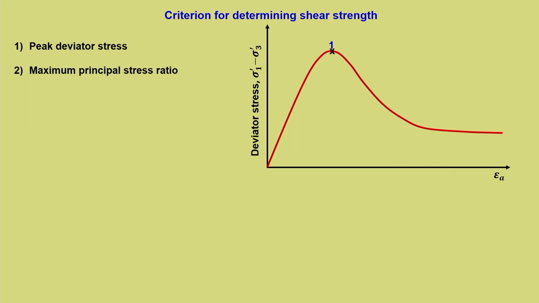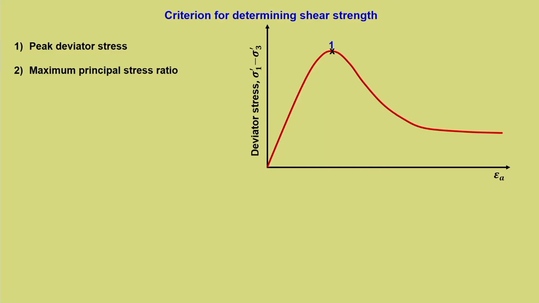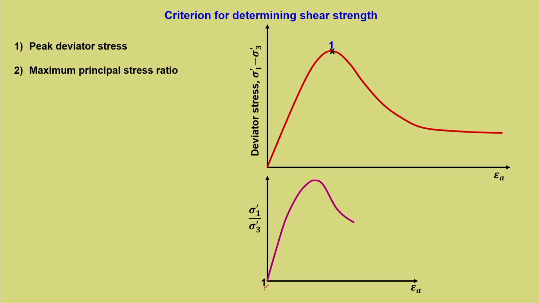The second one is the maximum principal stress ratio, or more specifically the maximum effective principal stress ratio. We have discussed this before also, maximum stress obliquity. It becomes a very useful criterion for defining the shear strength or the shear envelope, and that is very specific to maybe undrained soil. Here you can see it is a plot between sigma 1 dash by sigma 3 dash versus epsilon A. At the isotropic consolidation, it is 1 because sigma 1 dash equals sigma 3 dash. So it starts at 1. So this is the second criterion which is possible. Now this corresponds to this peak, and we can see that the peak of deviator stress is not matching with the peak of sigma 1 dash by sigma 3 dash.